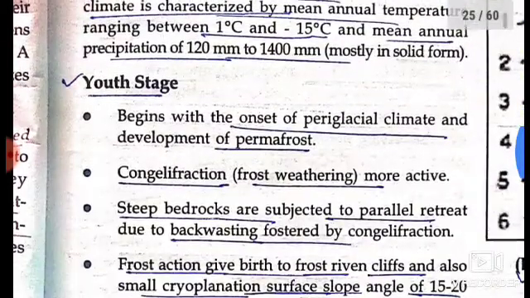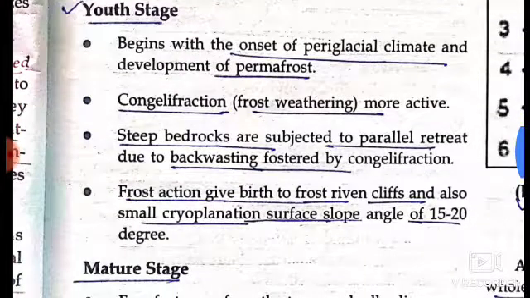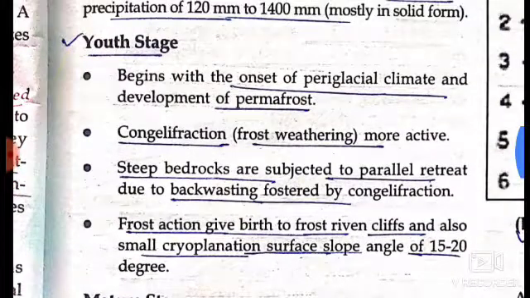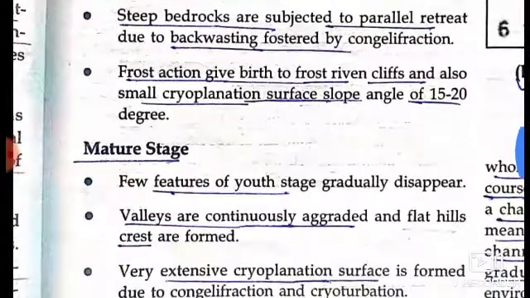Youth stage. The youth stage begins with the onset of periglacial climate and development of permafrost. Congelifraction, most frost weathering, is more active. Steep bedrocks are subjected to parallel retreat due to backwashing fostered by congelifraction. Frost action gives birth to frost river cliffs and also small cryoplanation. Surface slope angle of 15 to 20 degrees.